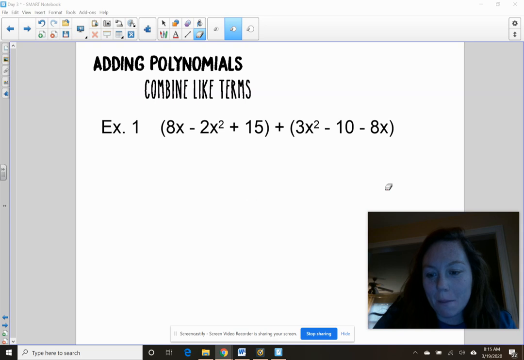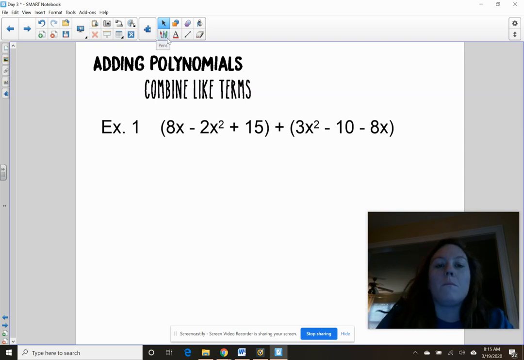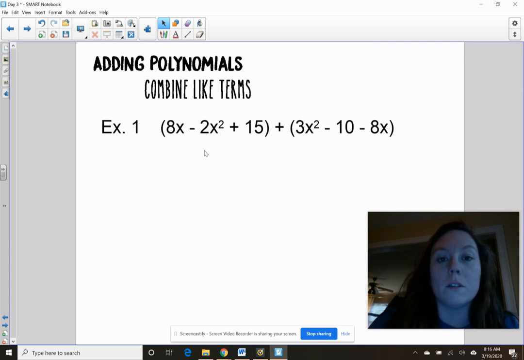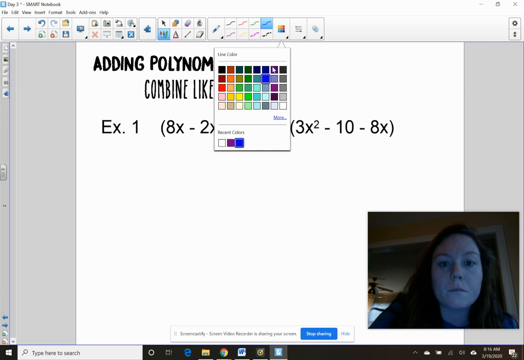All right, so second part of polynomials is we are going to be adding and subtracting polynomials. You guys probably already know how to add polynomials just from class because we did this in the beginning of the year. So adding polynomials, all we're going to do is combine like terms. Just as a refresher, do you guys remember like terms are when I have the same variable and the same exponent, okay?